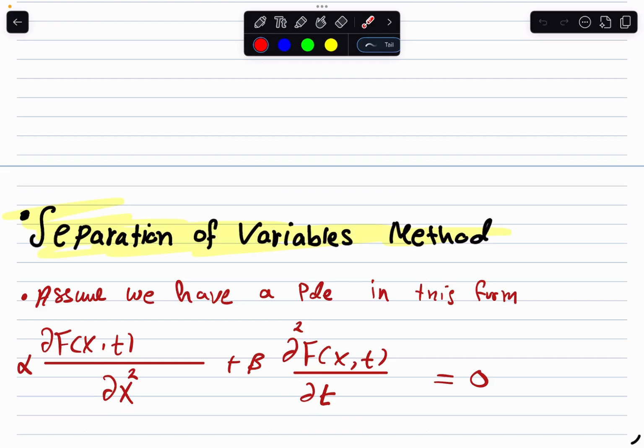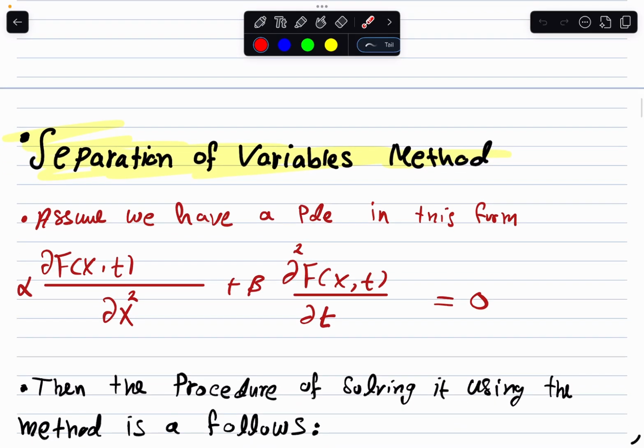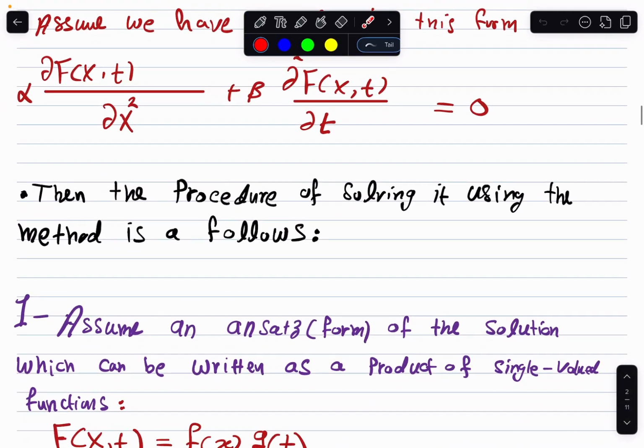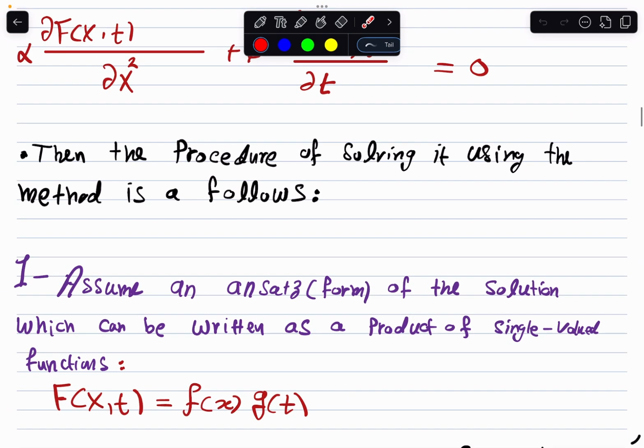Now we started with this PDE. How do we solve it? This is the procedure. It's very easy. We have 3 steps we need to follow, and boom, you will get the solution. The first step is just to assume an ansatz. An ansatz is a German word which means a form. So we assume a form for the solution, which can be written as a product of single-variable functions.